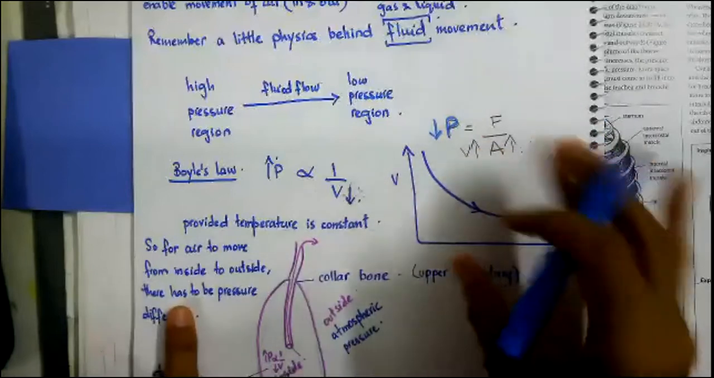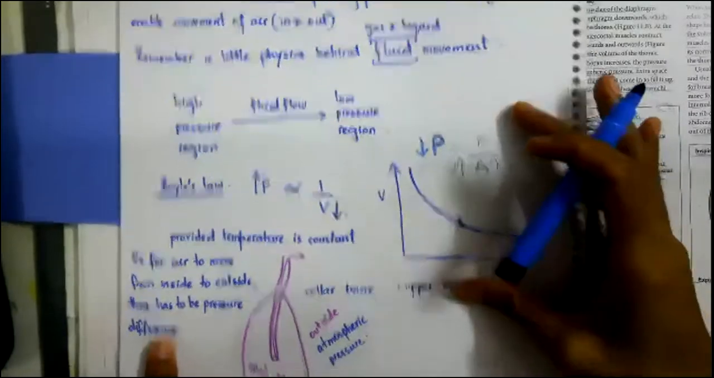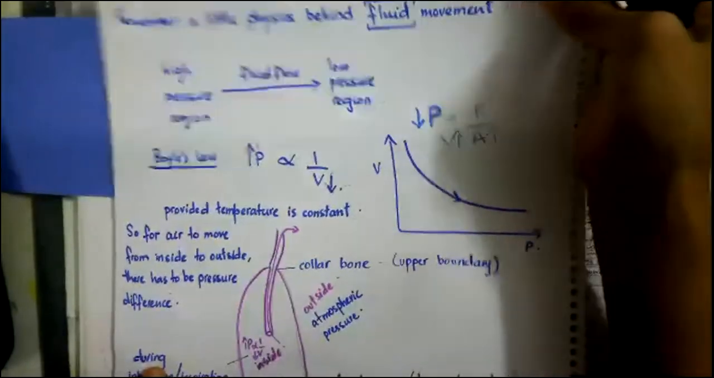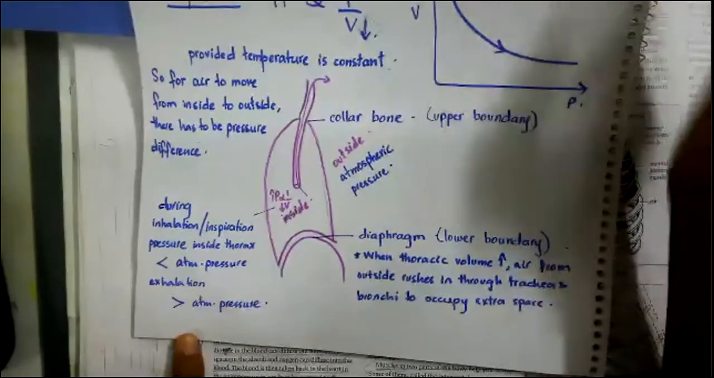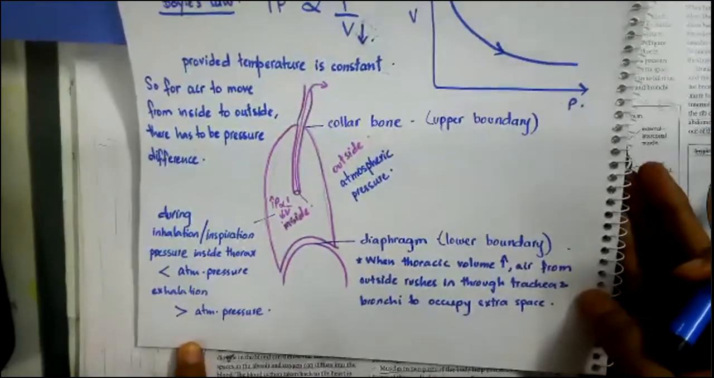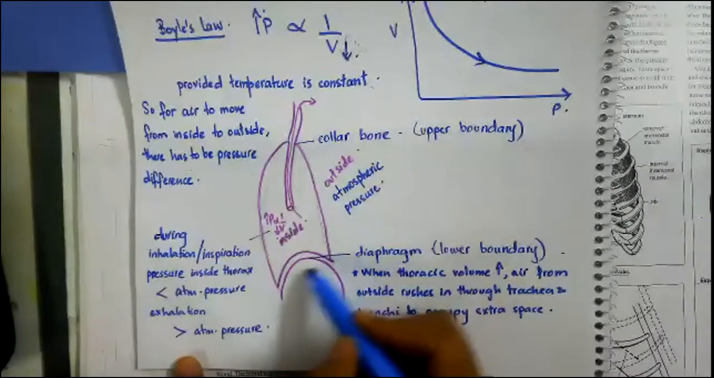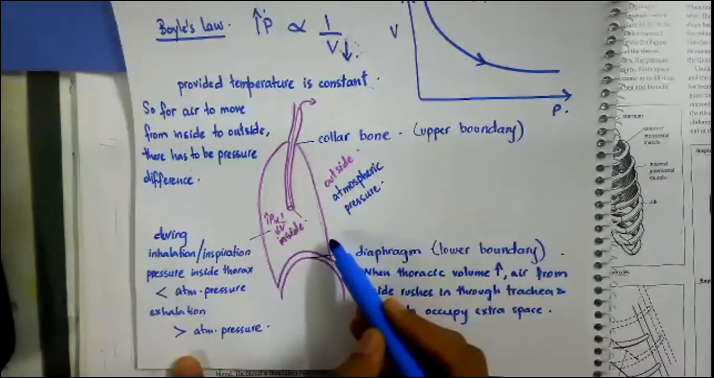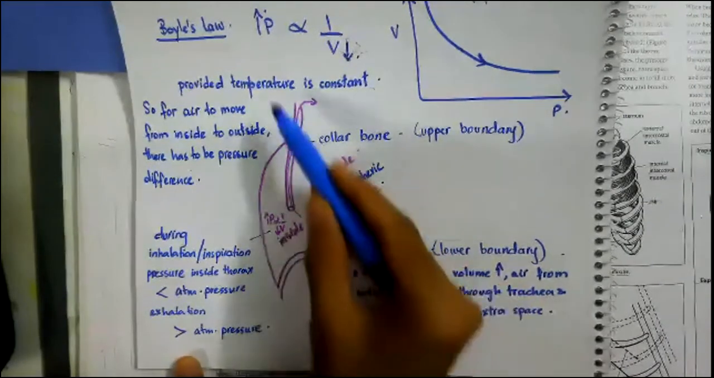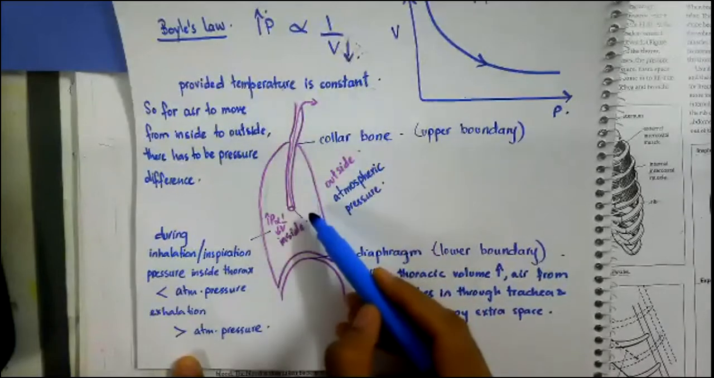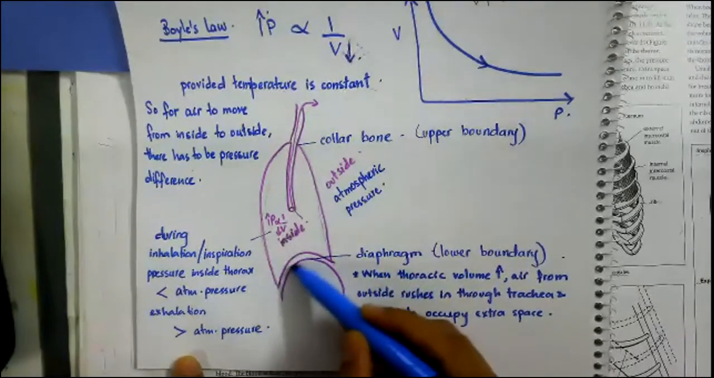Okay. So once you've understood this little physics here, it's easier for you to understand why our body is behaving the way it is. Now, this is, for example, the thoracic cavity. And this is the outside. This is the trachea, which is the inlet into the thoracic cavity. And this is the diaphragm.